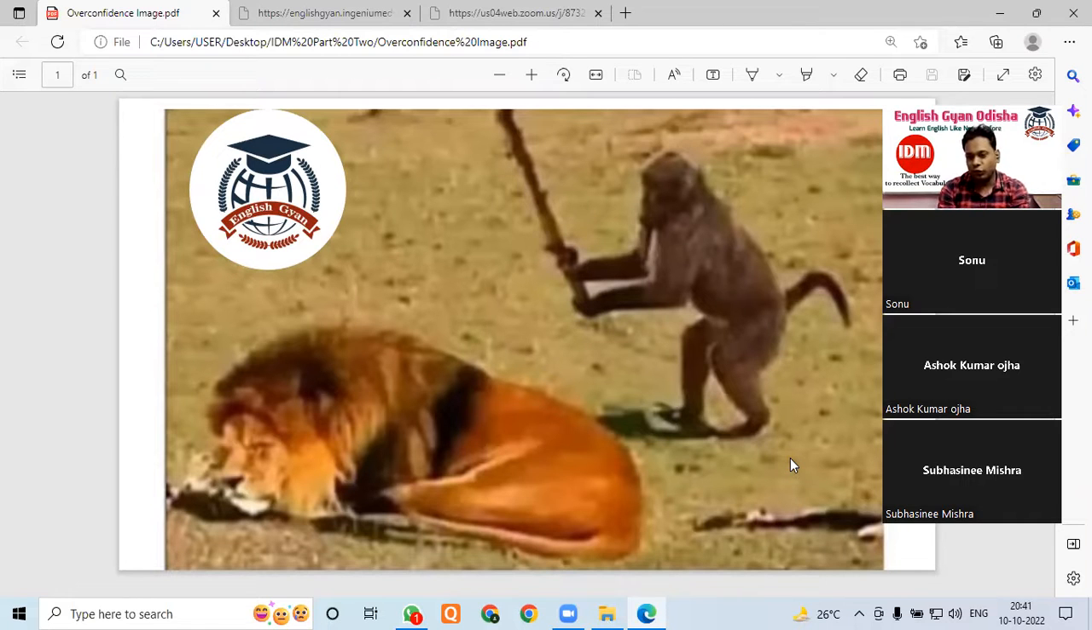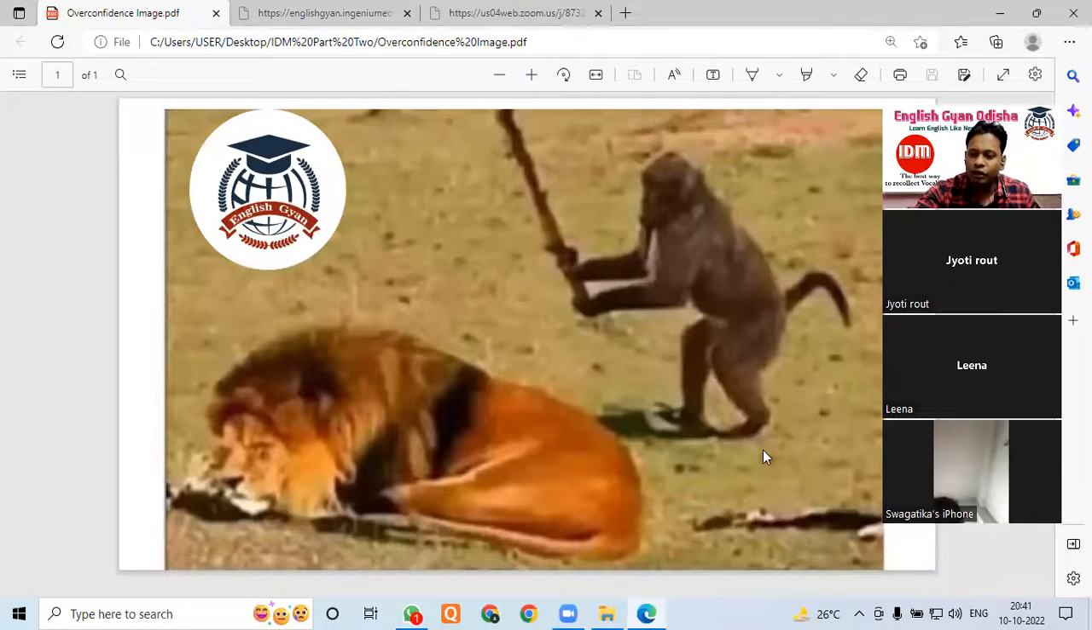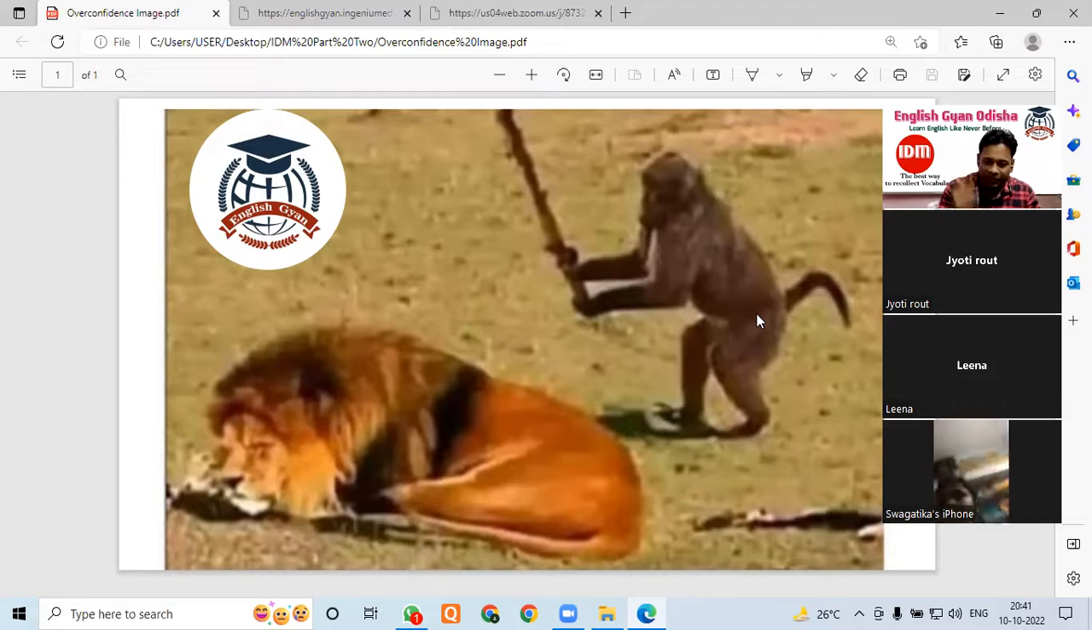Okay, fine. So look, the picture is very simple. Here is a calm lion sleeping. Perhaps he has got a lot of things, right? And perhaps this area belongs to the monkey, and the monkey doesn't want the presence of the lion here. So what he's doing, he's taking a stick and trying to beat the lion.